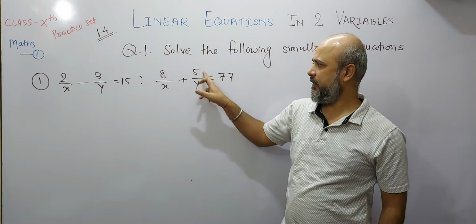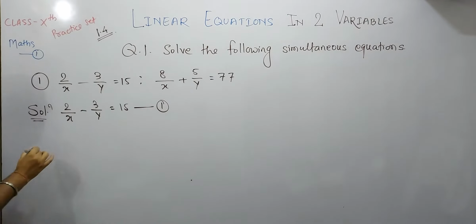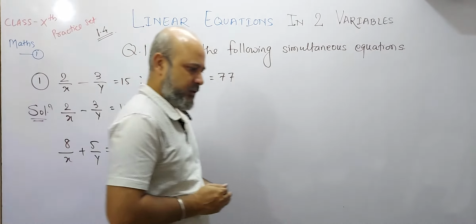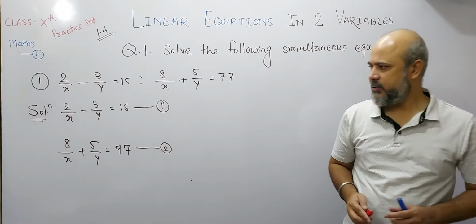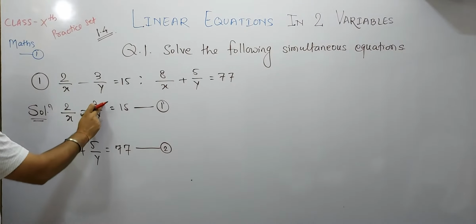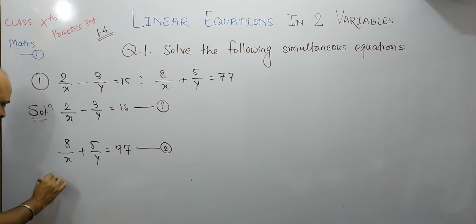So solution is, first we will write 2 upon x minus 3 upon y. This is equal to 15. This is equation number 1. Okay. And 8 upon x plus 5 upon y is equal to 77. This will be equation number 2. Now student, you will substitute 1 upon x is equal to a and 1 upon y is equal to b. So we are going to simplify this equation by substituting.